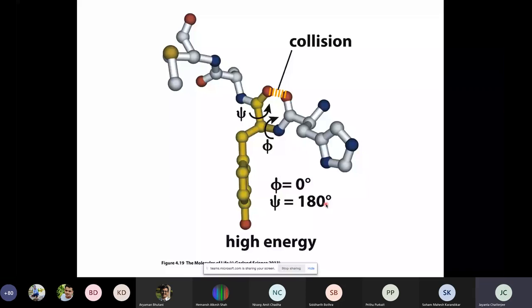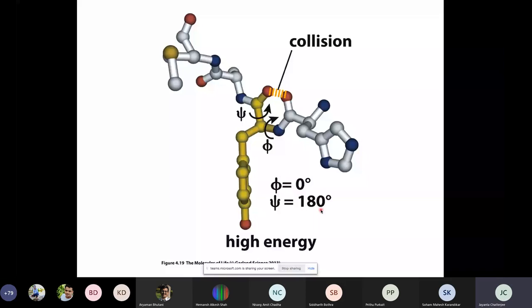Now here, this is phi equals 0 and psi equals 180 degrees. What is phi equals 0? It is the torsion angle between the C alpha and the nitrogen. If phi equals 0, the oxygen of one amide bond and the oxygen of the other amide bond are in very close proximity, and since they're so close, there is a lot of collision between them. That is why, energetically, conformations where phi equals 0 are not allowed, whereas psi equals 180 is not a problem.